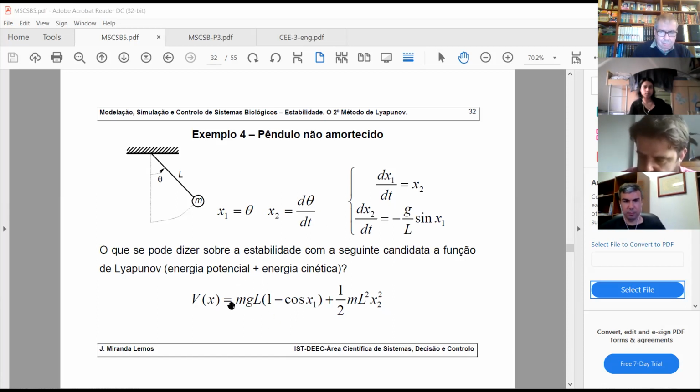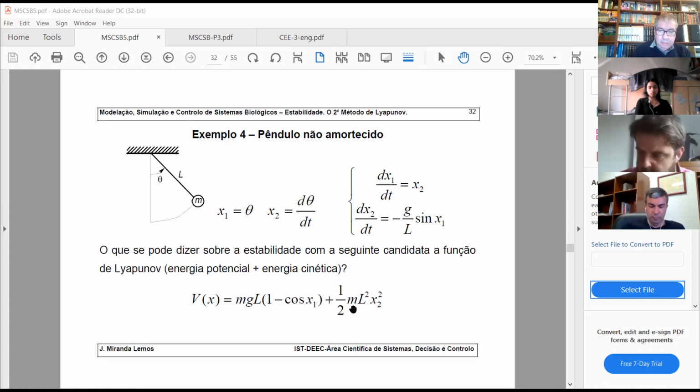Let's assume it's positive. For x1 equal to 0, because I'm counting the angle in that way, what is the cosine of 0? 1. So you have 1 minus 1, this is 0. And velocity is 0, so this term also vanishes. So in the down position, V of (0, 0) is 0. And then cosine gets smaller than 1, so this is positive, and this is a square, so this is always a positive function, at least locally.